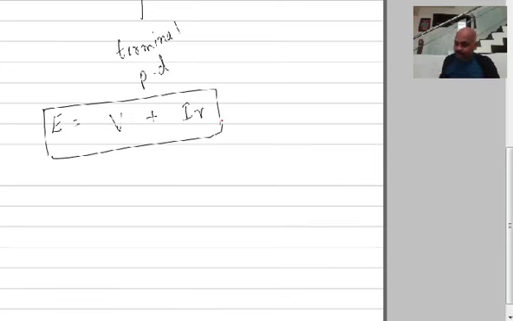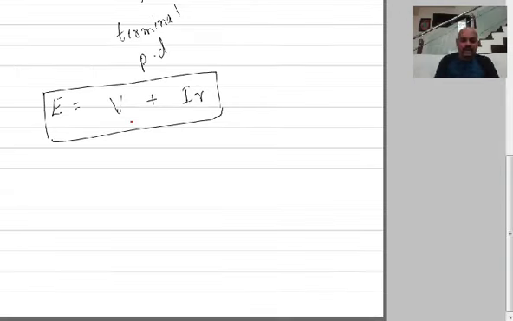E represents the EMF of a cell, V is the terminal potential difference. Terminal potential difference is the amount of work done in transferring 1 coulomb charge, unit positive charge, through the external resistance connected to the cell. So, plus the work done in transferring 1 coulomb charge through the internal resistance gives you the EMF of the cell. That gives you the EMF of the cell. So, hope that is clear for you.